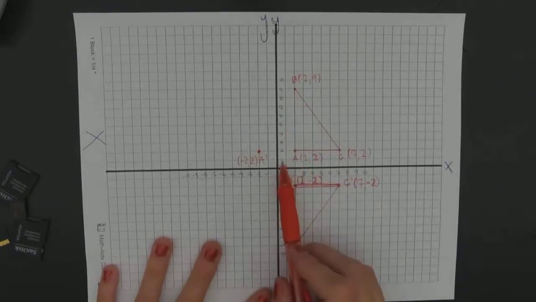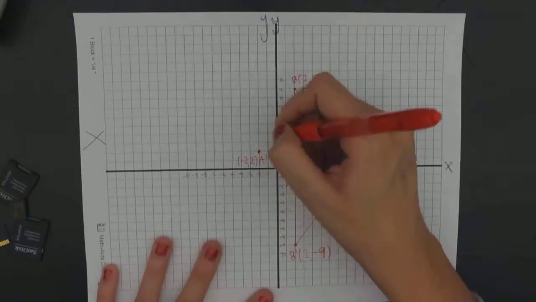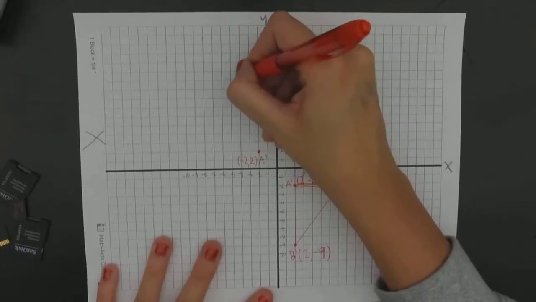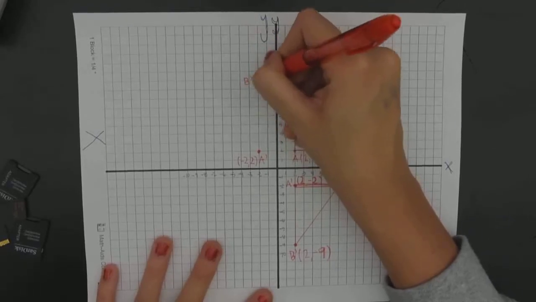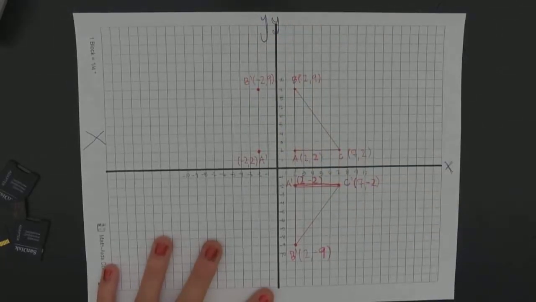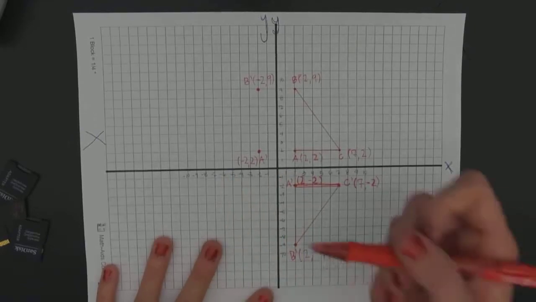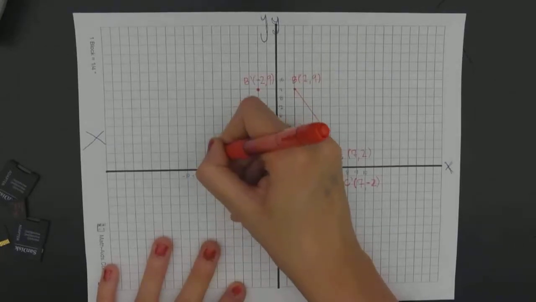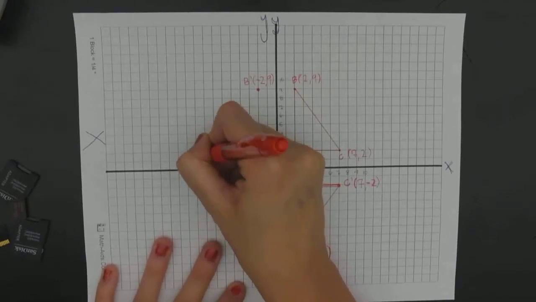Okay, now I'm going to do B. To get to B, I went over 2, up 9. So I'm going to go back 2, up 9, because I want this line to be the middle. So B prime falls right here at negative 2, 9. Okay, so I have my A prime and my B prime. My last point is C. To get to C, I went over 7, up 2. I'm going to go back 7, up 2. And here is my C prime. And if I were to write those coordinates, again, I went negative 7, 2.